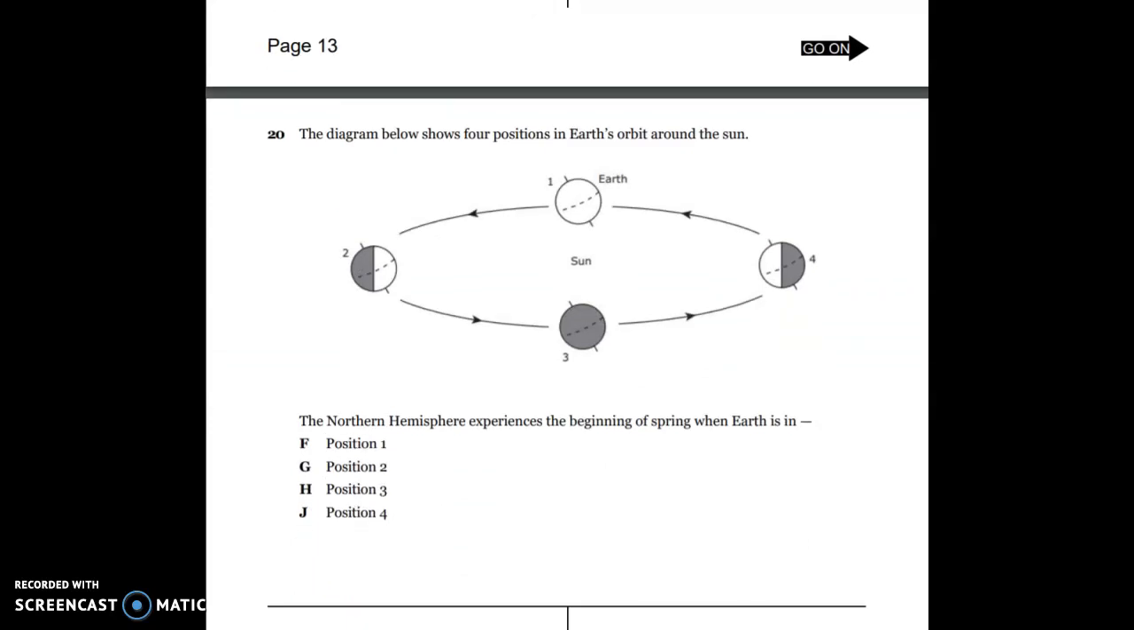Number 20. The diagram below shows 4 positions in Earth's orbit around the sun. The northern hemisphere experiences the beginning of spring when Earth is in position 1, position 2, position 3, position 4.